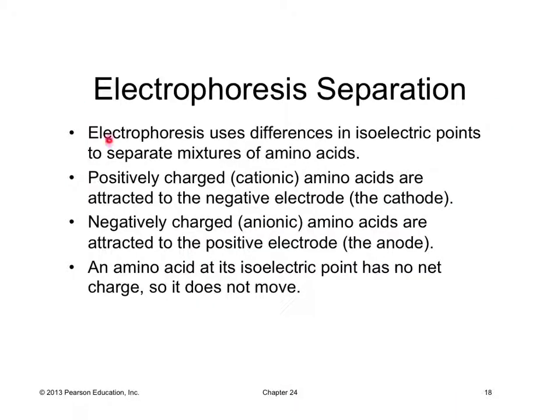Electrophoresis separation. Electrophoresis uses differences in isoelectric points to separate mixtures of amino acids. Positively charged or cationic amino acids are attracted to the negative electrode, or cathode. Negative or anionic amino acids are attracted to the positive electrode, which is the anode. And an amino acid at its isoelectric point has no net charge.